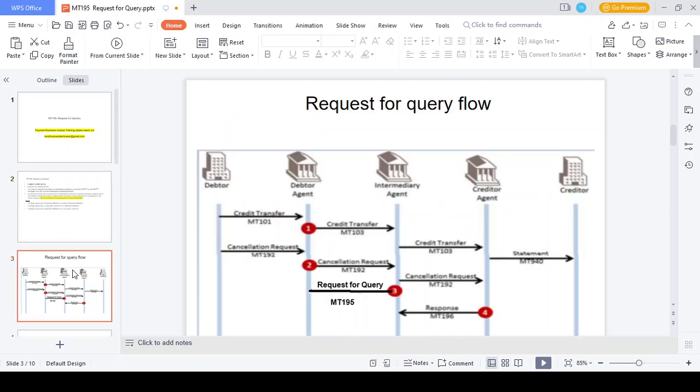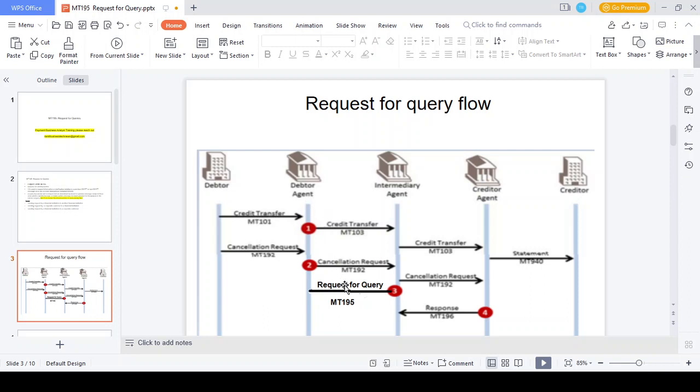Here I have provided one simple example request flow. The debtor initiates the MT101 payment initiation message. After it comes to the debtor agent, the debtor agent converts it to MT103 or MT202 COV or 202 based on the conditions. Once the transaction moves to the debtor agent, intermediary agent, creditor agent and creditor, suddenly the debtor thinks, did I provide the correct beneficiary account number or not? I need to inquire about my transaction. So what happens? The debtor sends the request to the debtor agent.